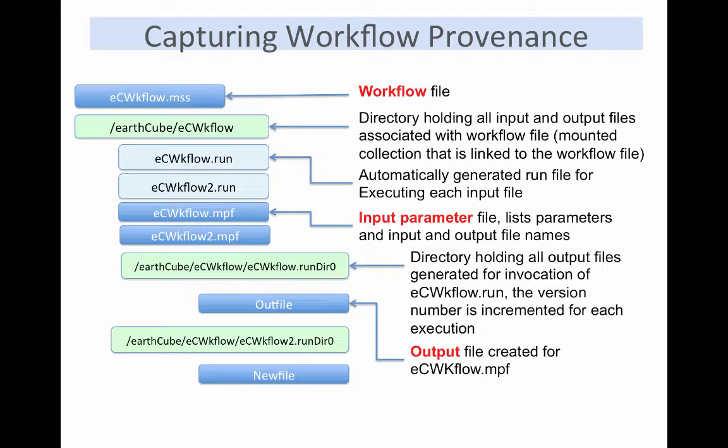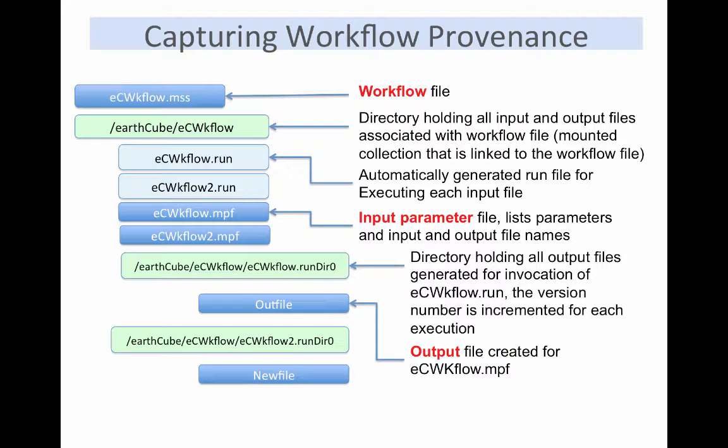The collection structure associated with workflow structured objects is shown here. A collection is formed that will hold the workflow file and a workflow directory. The workflow file, with the .mss extension, is mounted into the workflow directory to support automatic updates. The workflow directory holds the parameter files, .mpf extension, and the run files, .run extension, that are created by the data grid for each parameter file. A subdirectory is created for each parameter file automatically.